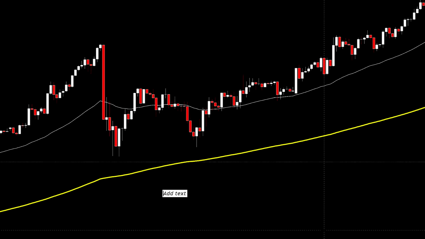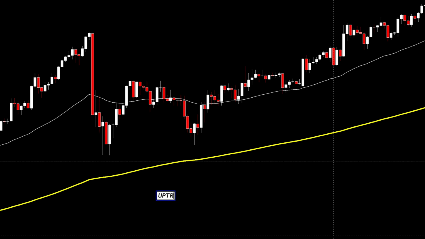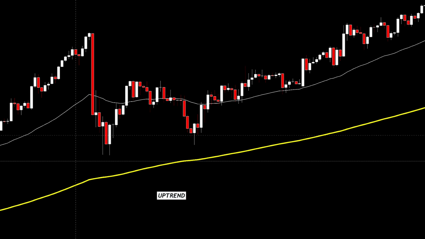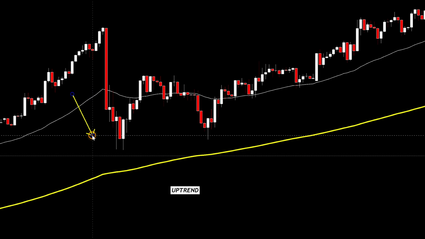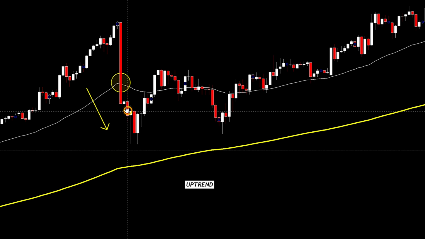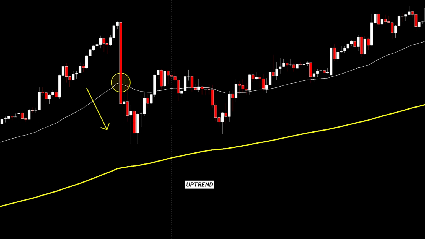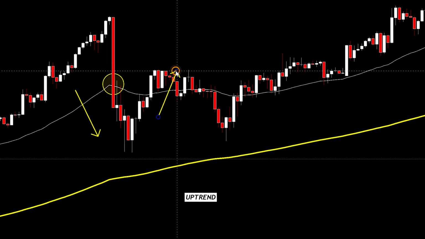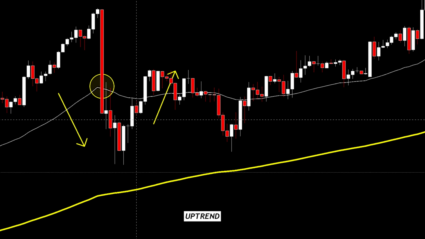Now let's look at a clean long. Price is above the 200 EMA, so the tide is lifting the market. It dips down and tags the 50 EMA. Is the trend broken? We don't panic. We look at the momentum confirmator.